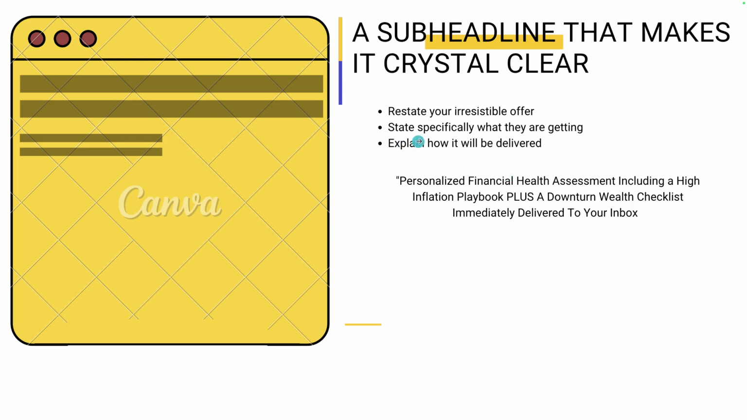You can say that, or you could have this page just talk about the quote process. Have someone with so many experiences give you a quote delivered within 48 hours. So here's an example I've got: personalized financial health assessment, including a high inflation playbook plus a downturn wealth checklist, immediately delivered to your inbox. So that's something you can do here. That's just a way to get some of their details. And that's an example of the subheadline.